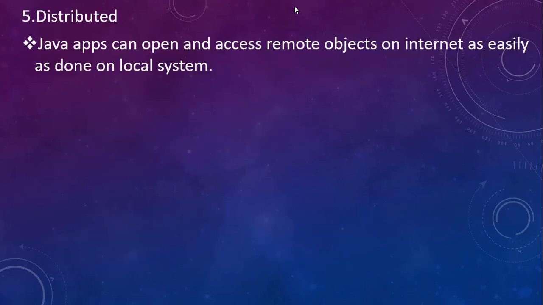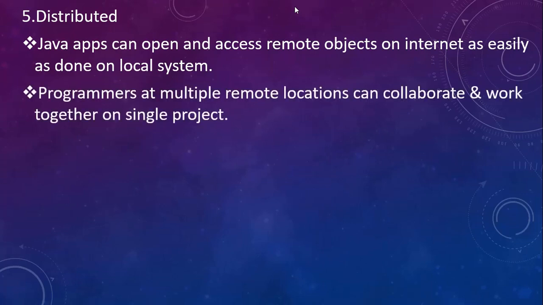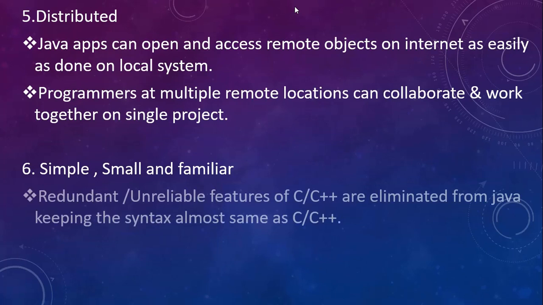Java is distributed. Java apps can open and access remote objects on the internet as easily as they do on the local system. Programmers at multiple remote locations can collaborate and work together on a single project. These are the features because of which we say Java is a distributed language: you can work in Java from different PCs, from remote places, on a single project.